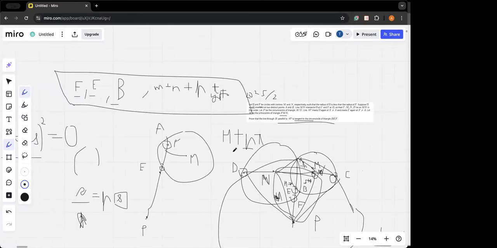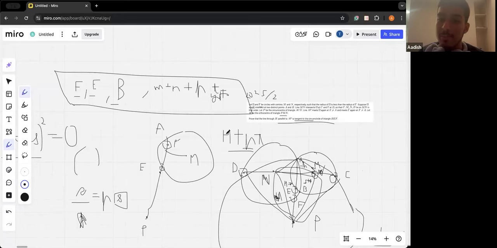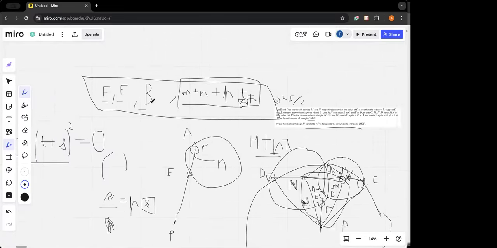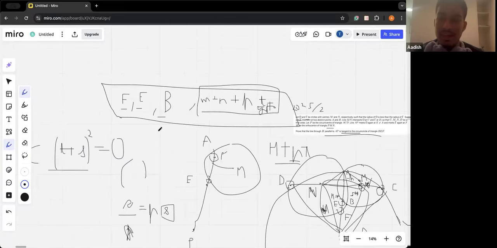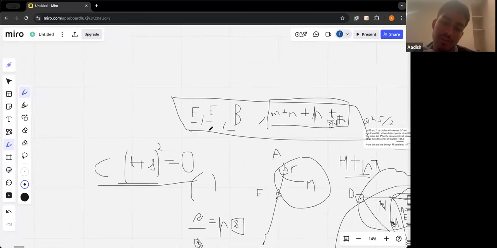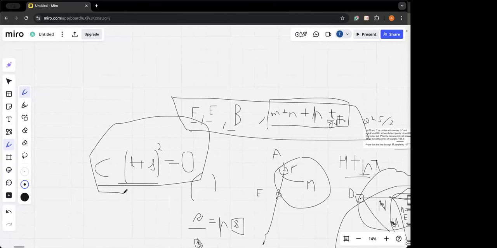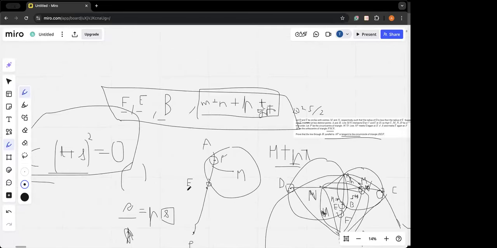Yeah. So H plus pt, and H is m plus n plus p, so I set t plus 1 to be the new t. So m plus n plus pt is a random point on this line. I set it cyclic with BEF, and I get a quadratic equation. And I say the quadratic equation has a single root, because it reduces to t plus s squared times c equals 0. Yeah, it makes sense.